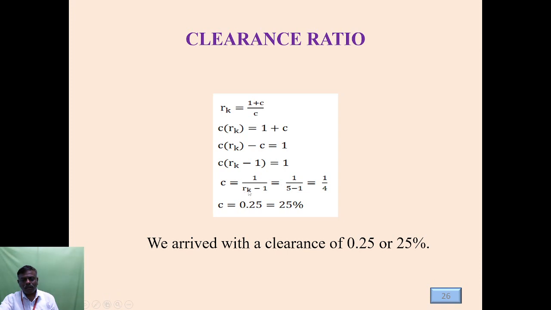Compression ratio in this problem is given as 5. 1 by 5 minus 1 equal to 1 by 4. That is C equal to 0.25, in percentage 25%. We arrived at a clearance of 0.25 or 25% based on this equation and these conversions.